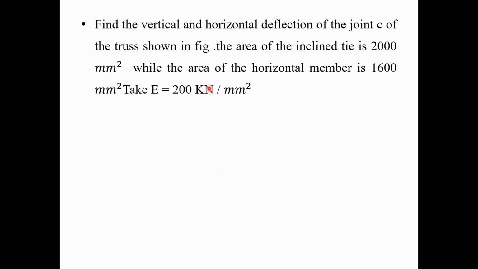So let us now discuss the numerical that we can solve by Castigliano's theorem or unit load method. Find the vertical and horizontal deflection of the joint C of the truss shown in the figure. The area of the inclined tie is 2000 mm square, while the area of the horizontal member is 160 mm square. Take E equal to 200 kN per mm square.